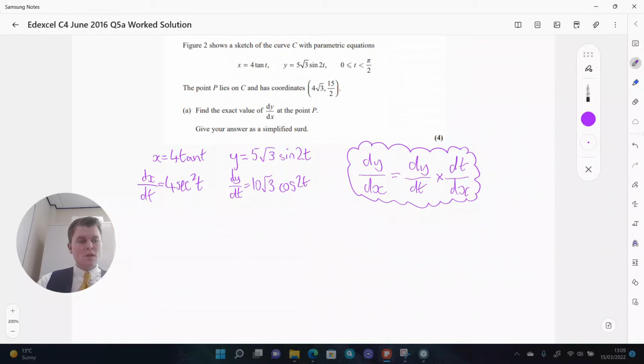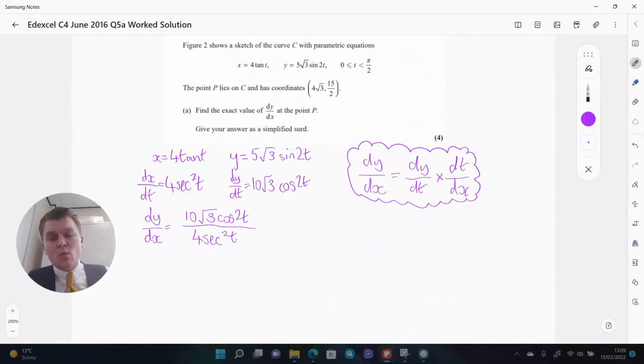Okay. Now to find what dy by dx is, we are going to multiply those two together. But it's making sure that we multiply by the reciprocal of that first one that we differentiated. So all we can do with that is just divide by 4 sec squared t. Okay. So that is what we need to input our t value in.